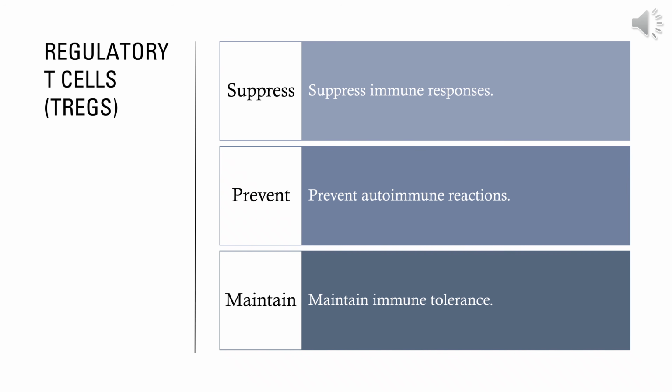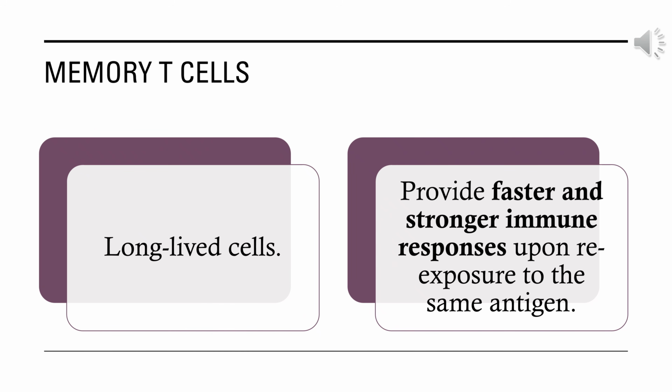Regulatory T-cells, TREGs. Suppress immune responses. Prevent autoimmune reactions. Maintain immune tolerance. Memory T-cells. Long-lived cells. Provide faster and stronger immune responses upon re-exposure to the same antigen.